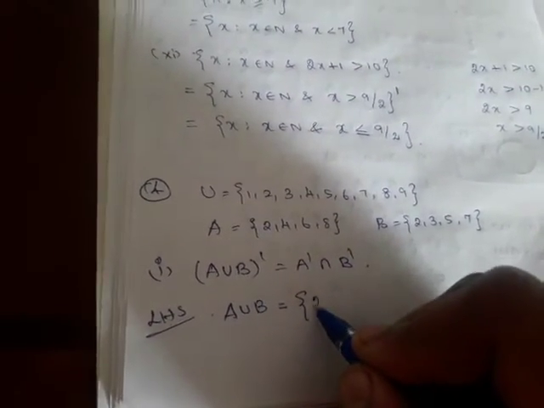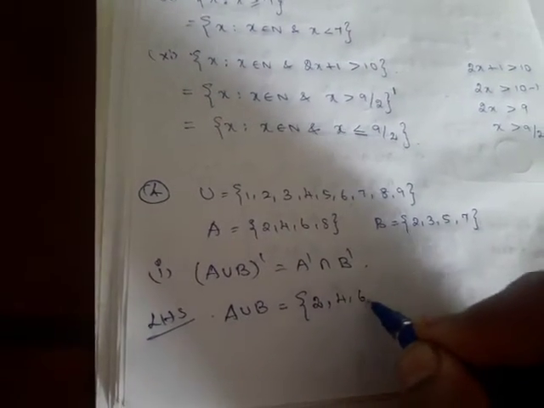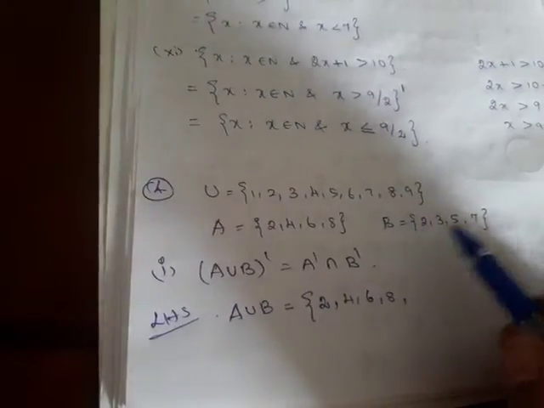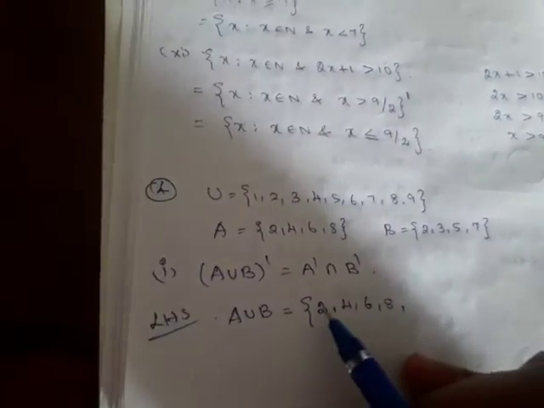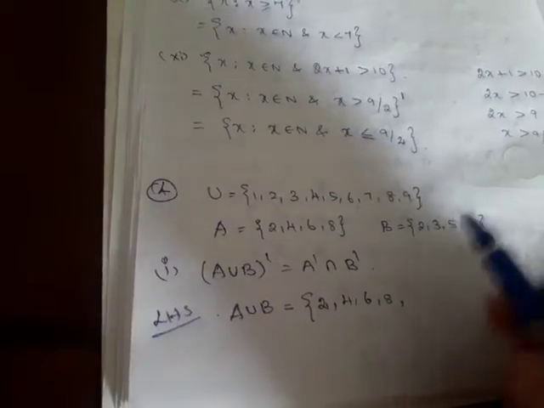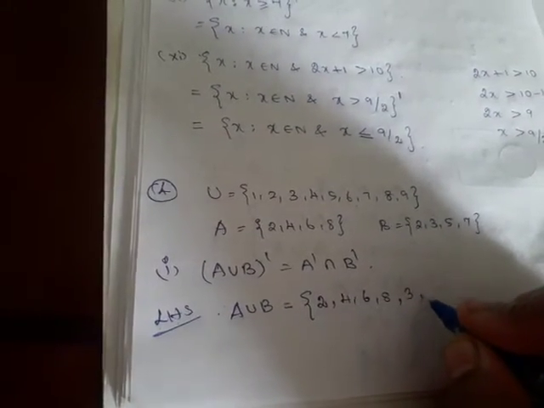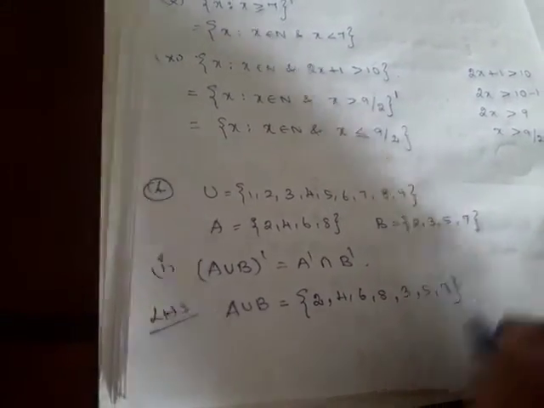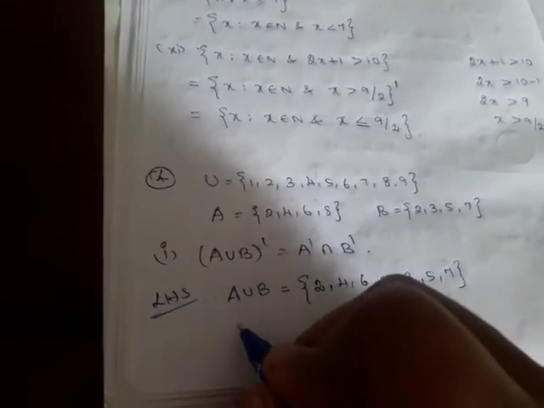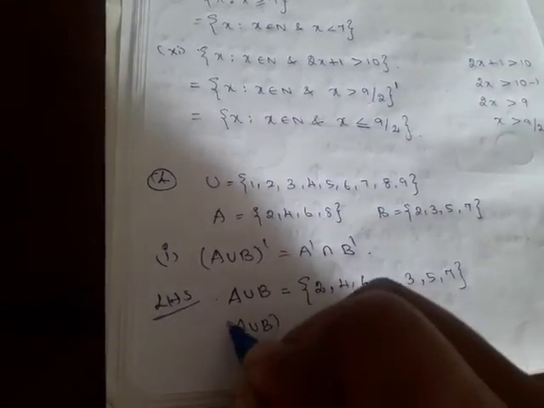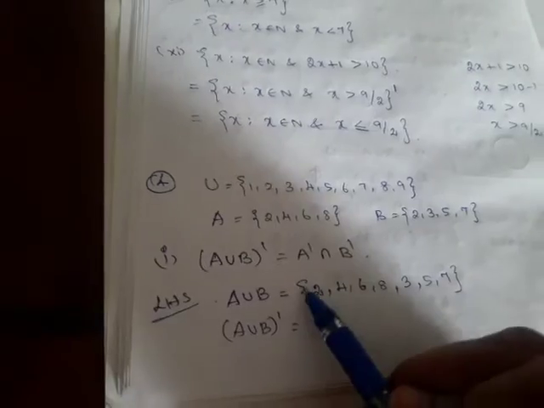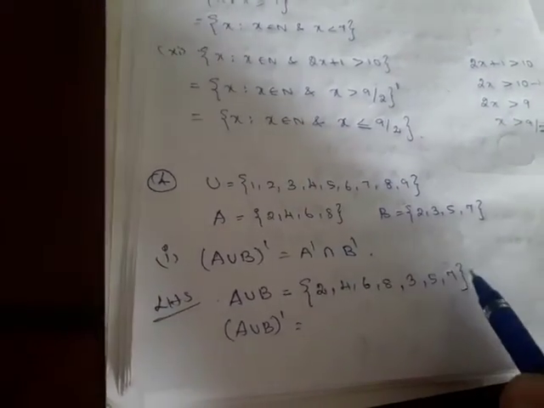So first list out the elements of A: 2, 4, 6, 8. Then write the elements of B: 2. But 2 we have already listed out, so leave it. Then 3, then 5 and 7. So this is A union B. Now we need to find (A union B)', which means for this set we need to find the complement.